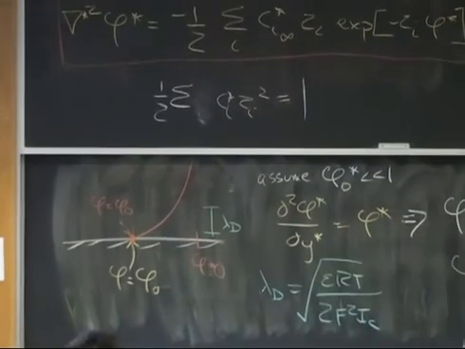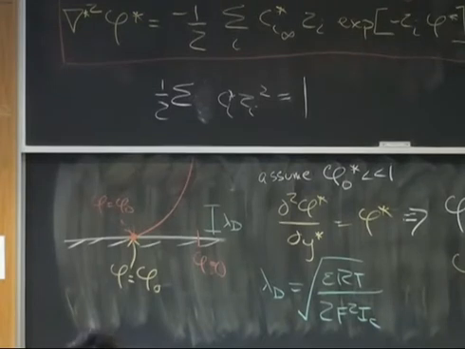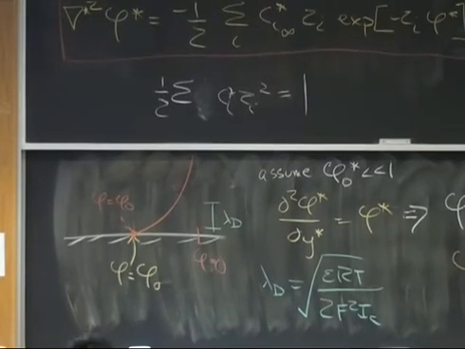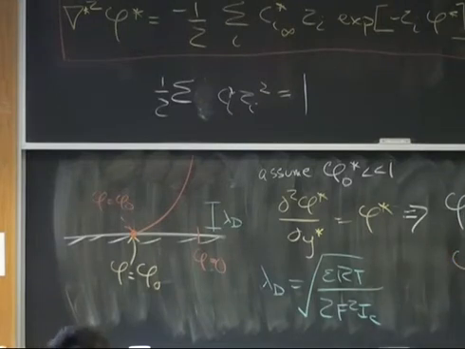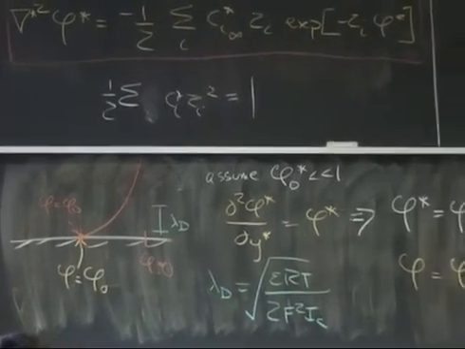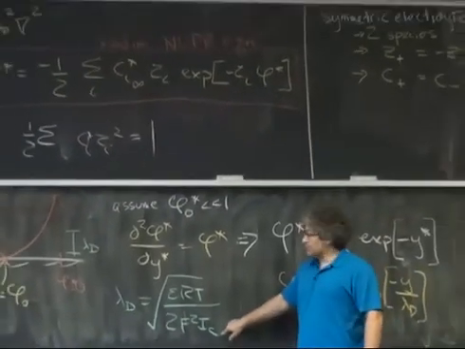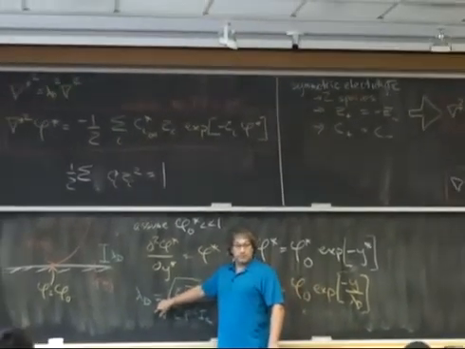And it's given by the square root of epsilon RT over 2 F squared IC. So what does this tell me? If I have a really, really high concentration of ions, if I keep increasing the concentration of ions, does my Debye length get shorter or longer? Shorter. Lots and lots of ions, my ionic strength goes up. That means that my lambda D goes down.